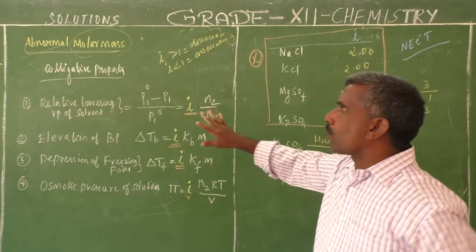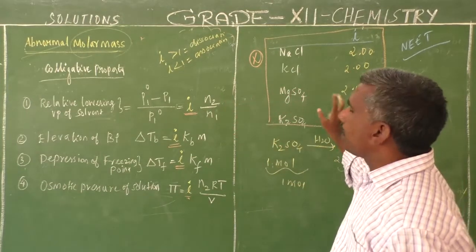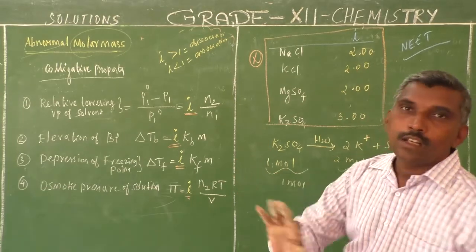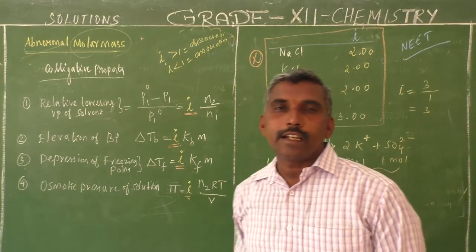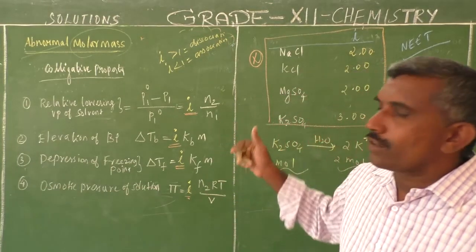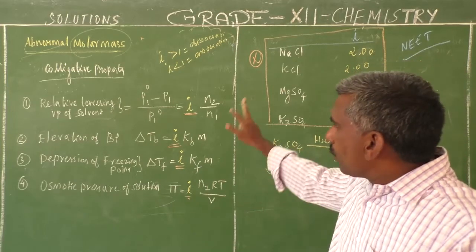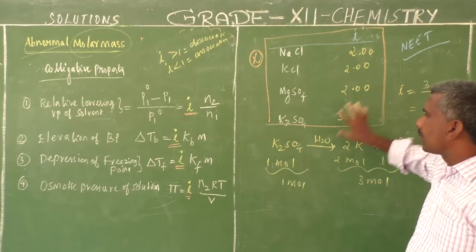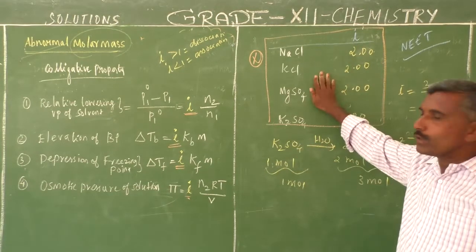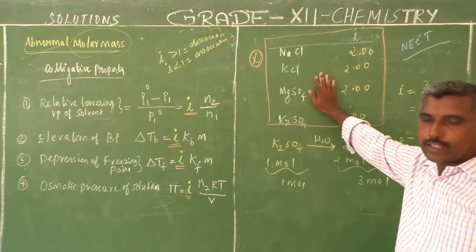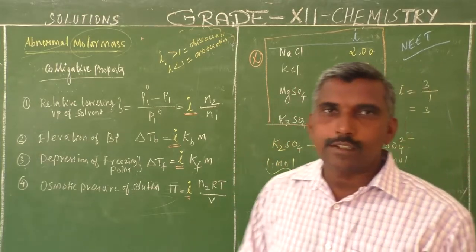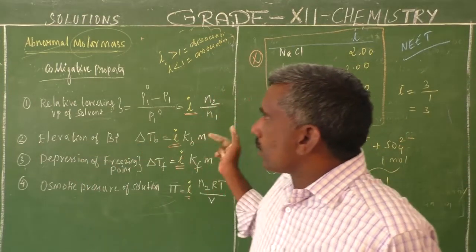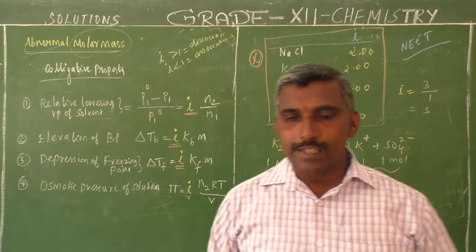This abnormal molar mass and the I factor is a deleted portion, but you should learn it for the NEET examination. Learn this formula and the I values. You can easily identify the I value by using this equation. This is the maximum question asked in NEET. That's all, so this lesson is over.